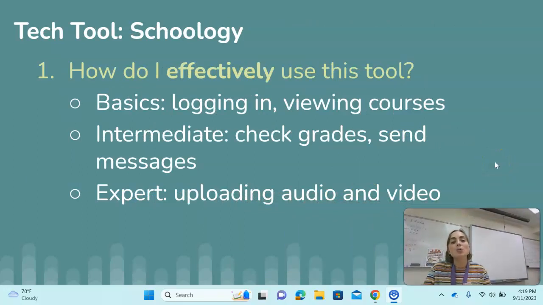Let's think about a technology tool that we all use every day at school, and that's Schoology, right? So how do you effectively use Schoology as a tool? The basics are that we know how to log in to our Schoology account, we know how to check our classes. The intermediate skills of using Schoology would look like checking your grades or knowing how to send a message to your teachers. The expert level on Schoology would be knowing how to upload audio or video. So maybe you know how to do some of these things already, and maybe some of them you don't know yet. That could be a skill that you want to learn.